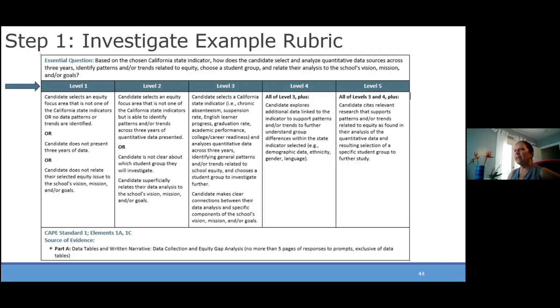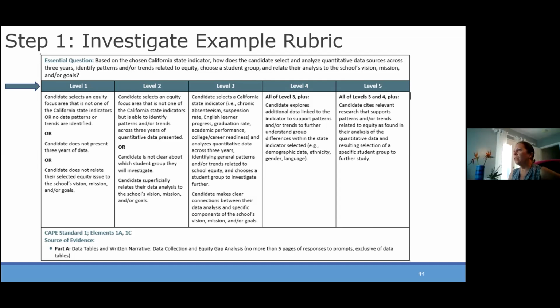Level 1 is the level in which we do not have evidence, basically. So the candidate has an equity area focus that is not one of the California areas of focus, or there's no data patterns or trends identified, right? Or the candidate does not present 3 years of data. So this is important. We need that longitudinal data. Or the candidate does not relate their selected equity issue to the school's vision, mission, or goals. They need to do that analysis of the vision, mission, or goals and relate it to their selected equity issue. They must align. They must align.